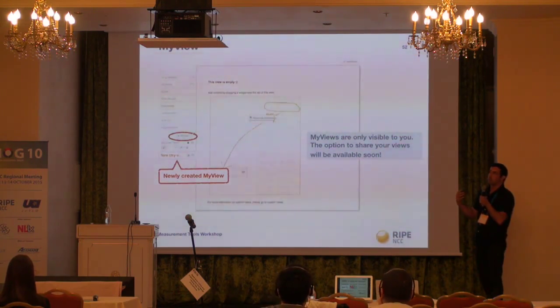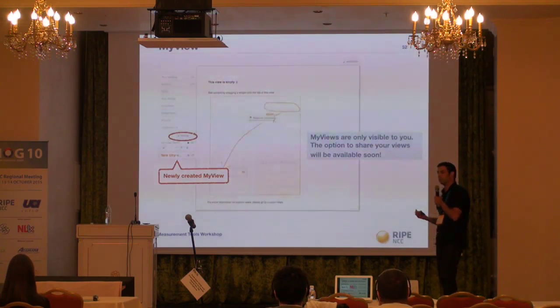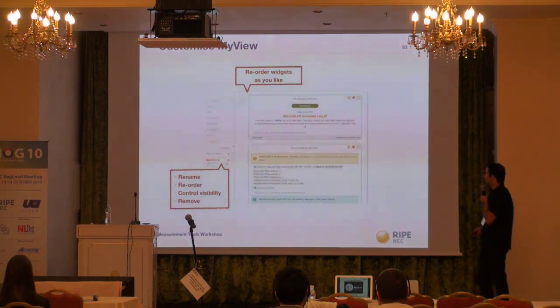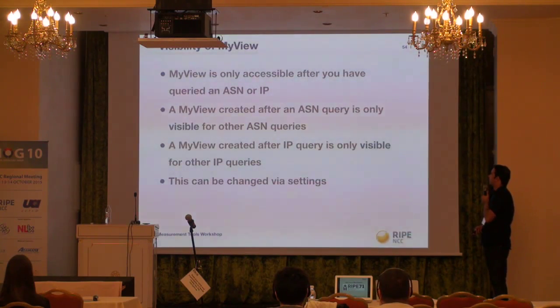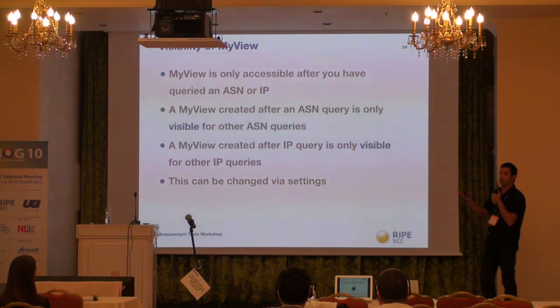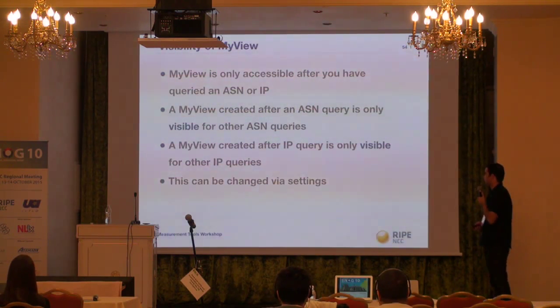Unfortunately, you cannot have a permalink from your own shared views, at least not yet. I don't know if there are plans to implement it. So you cannot send a link based on your view, but you can use it yourself. Then you just create the widgets, put them in, rename the tabs, reorder, remove, and so on. And you can only see it after you create a query. So it is visible either for AS number queries or for IP queries, but this is also configurable.